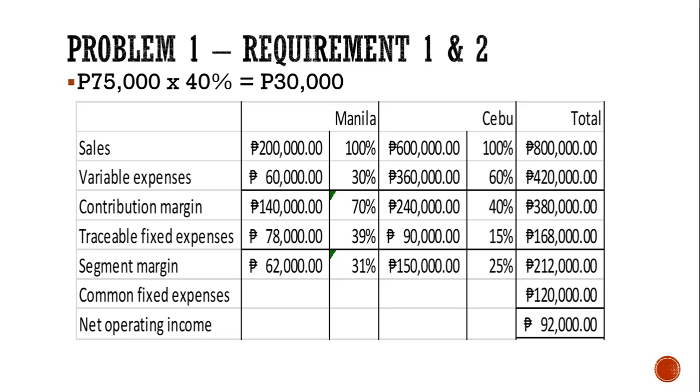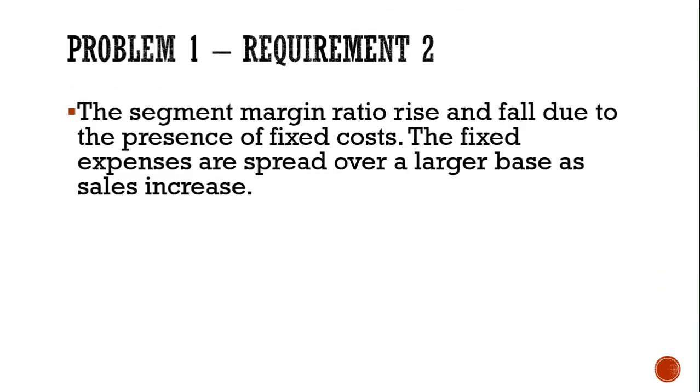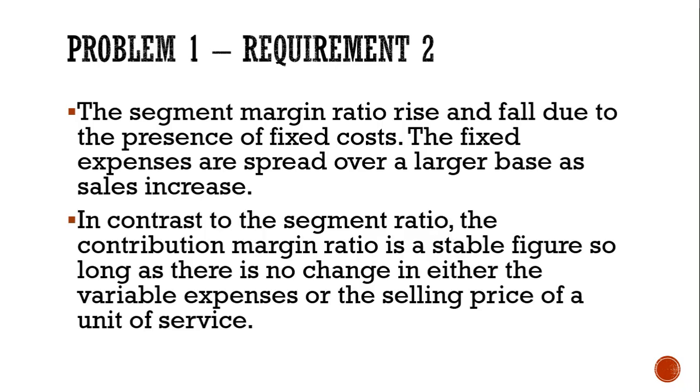So we are asked to give an explanation to the change in the segment margin ratio. So this is my explanation. First, the segment margin ratio rises and falls due to the presence of fixed costs. The fixed expenses are spread over a larger base as sales increase. In contrast to the segment margin ratio, the contribution margin ratio is a stable figure so long as there is no change in either the variable expenses or the selling price of a unit of service.